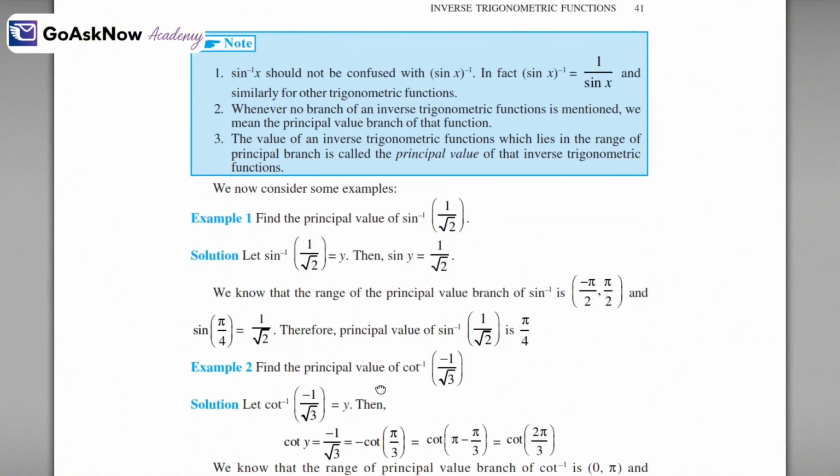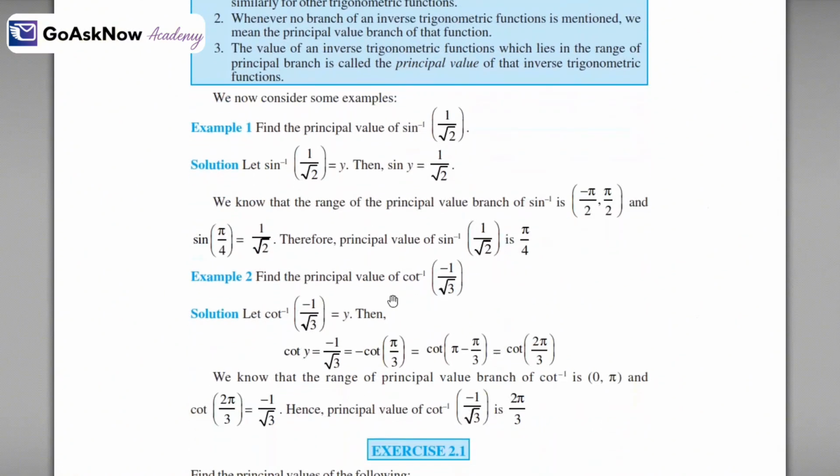So in the second example, we have to find the principal value of cot inverse minus 1 by root 3. If we assume cot inverse minus 1 by root 3 equal to y, then it will be obvious that cot y will be equal to minus 1 by root 3, and that is equal to minus of cot pi by 3, right?